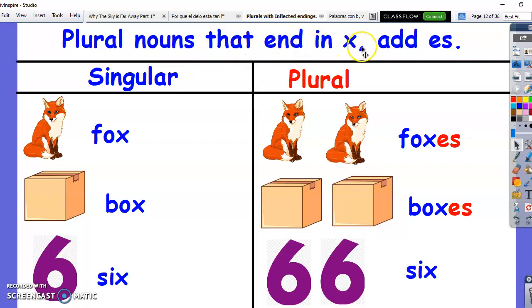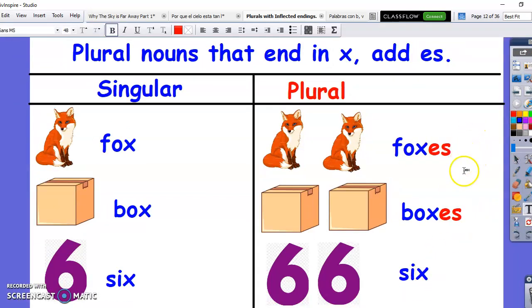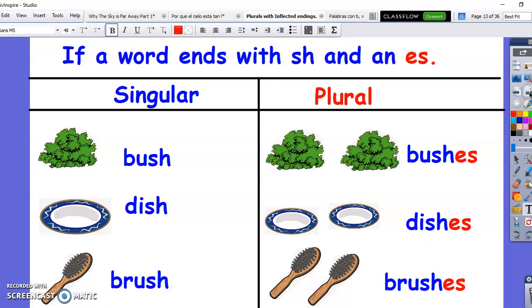Plural nouns that end in x add es, just like fox becomes foxes because it ends in x. Box is boxes because it ends in x. Six is sixes. It would add es. If a word ends with sh, again, add an es. That should say add, not end.